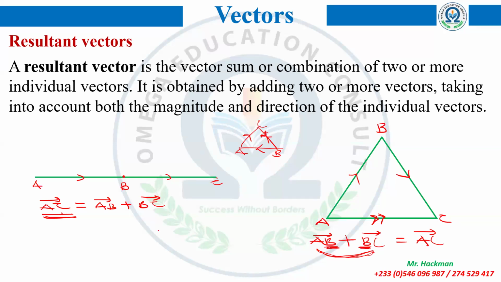So in this case, if I have vector PQ plus vector ST, the only way I can say that vector PQ plus vector ST is equal to vector PT is when Q is equal to S. Other than that, this cannot give me this. Should I come again?